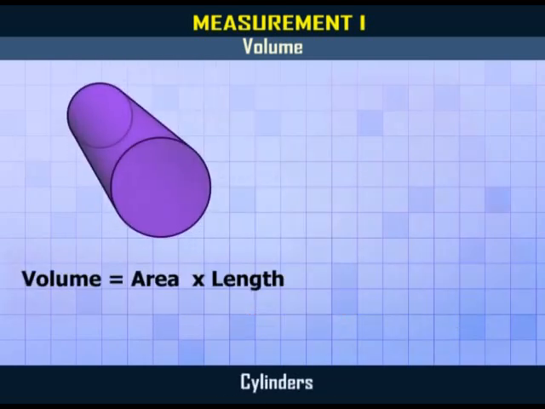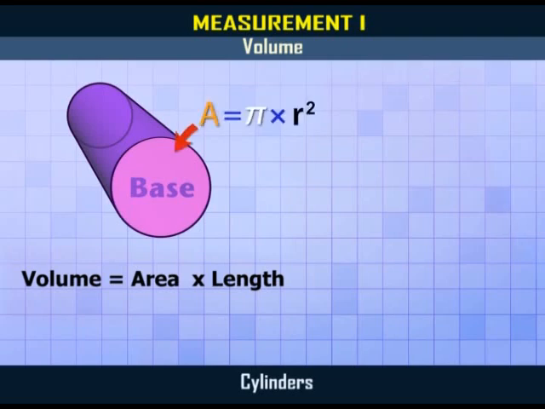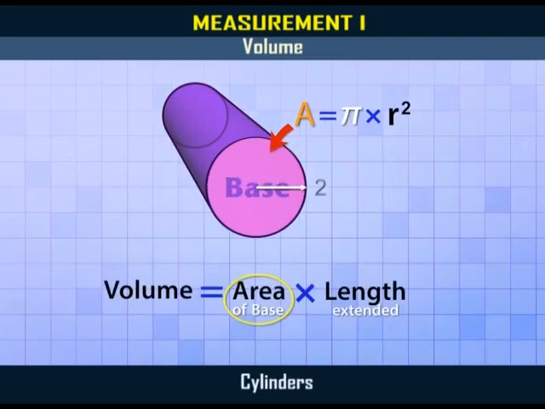Next, we find the volume of the cylinder. A cylinder is made by extending a circle. So first, we need to calculate the area of that circle. Area of a circle is calculated by multiplying pi times radius squared. The radius of this circle is 2 meters. So if we square that, we get 4 square meters. Then we multiply it by pi, which is approximately 3.14, and we get 12.56 square meters.